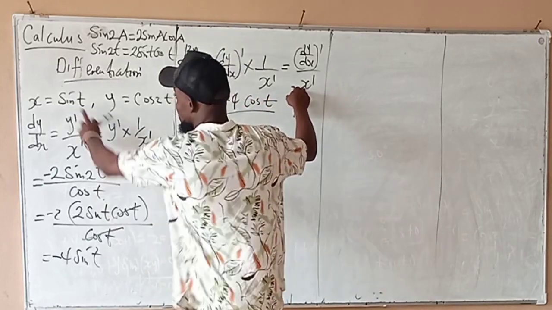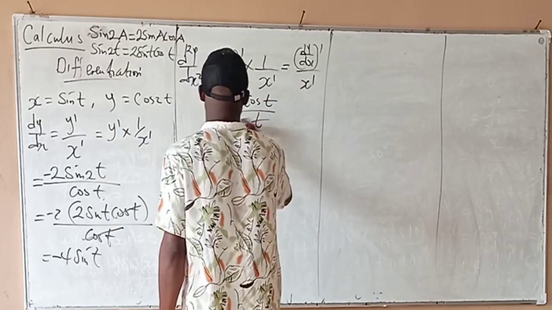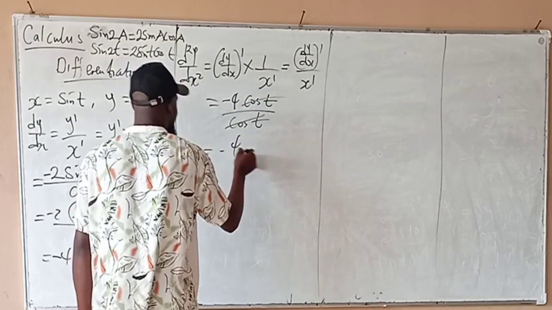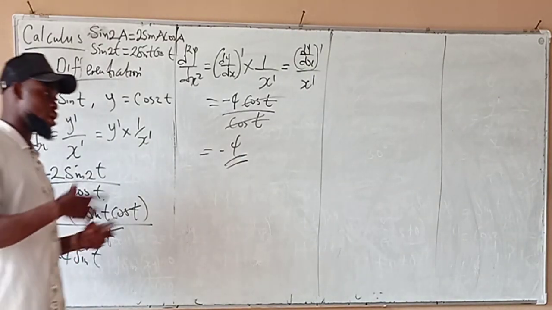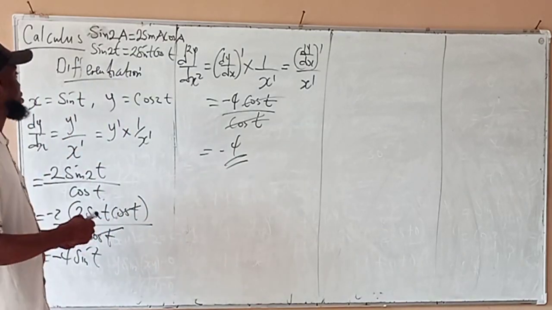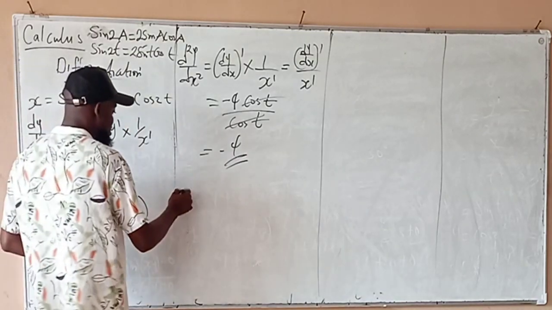Then differentiate x. Differentiate x, we're going to have cos t. Cos t cancels cos t. That's how we get minus 4. This is what I'm going to have as your final answer. So this is how we go when it comes to parametric functions.